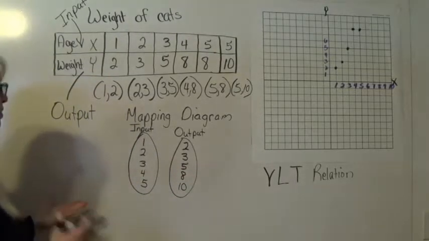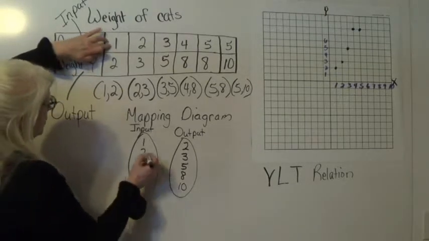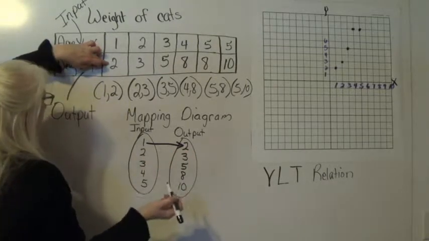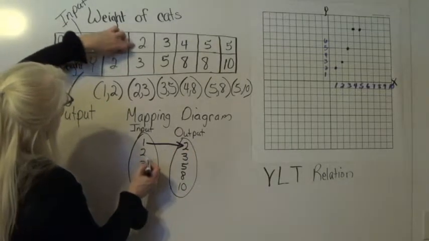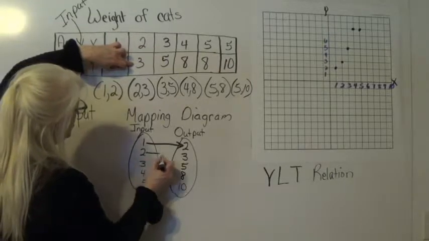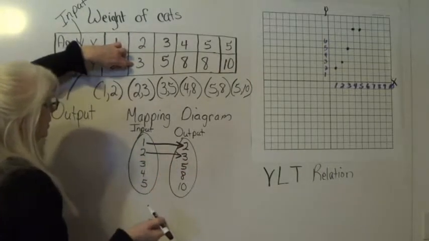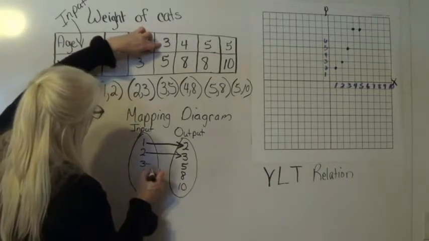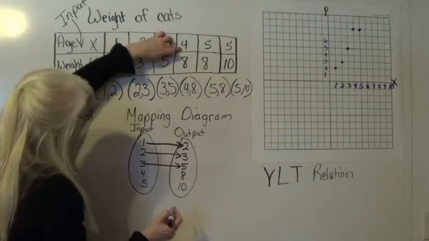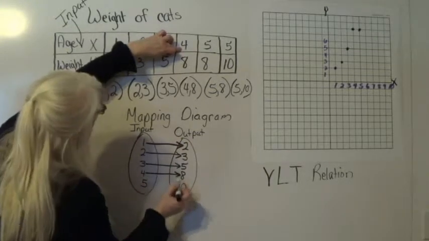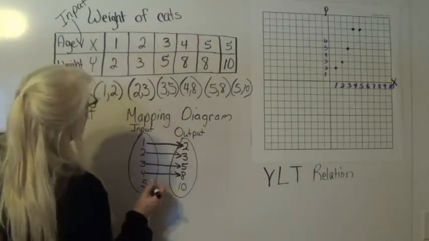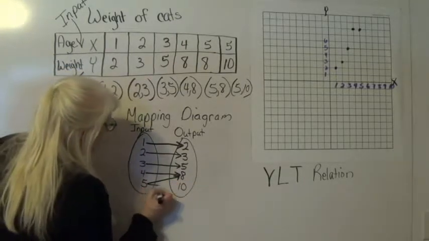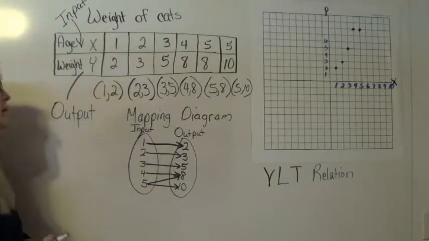And now what you do is you match them up. So 1 goes with 2. So I'm going to draw an arrow like that. And then 2 goes with 3. So I'm going to point to the output number that 2 goes with. And then 3 goes with 5. That's easy. And then 4 goes with 8. And then also 5 goes with 8. And 5 also goes with 10.